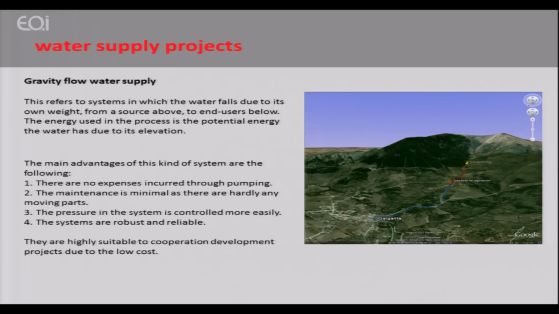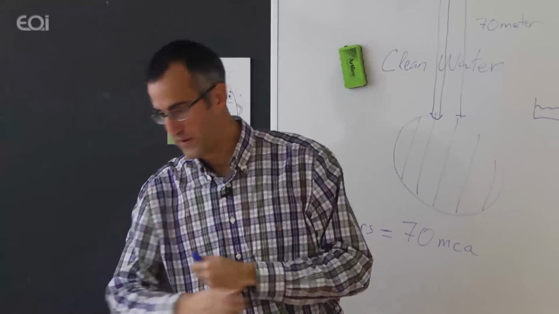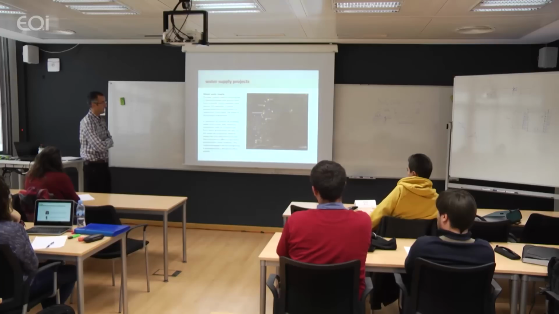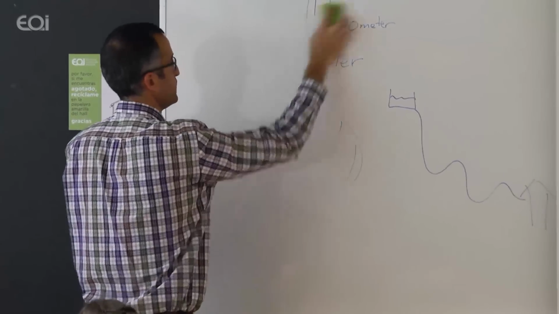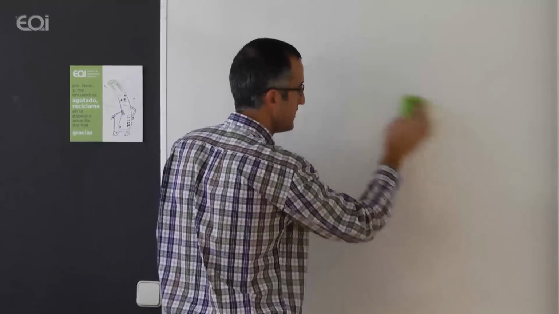And the systems are robust and reliable. So the best thing is always something like this: I have a mountain, I take the water from a spring, I go from this spring to a tank, and from the tank to the village. That's the best thing, but it's not always possible. But sometimes it is. But sometimes, for example, in this project that we did in Honduras, we had some boreholes in the village, because there was no spring catchment.